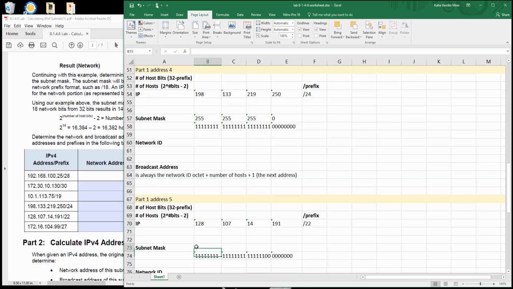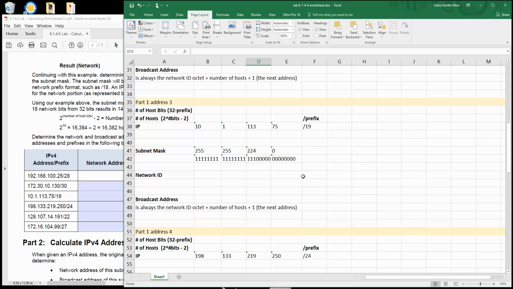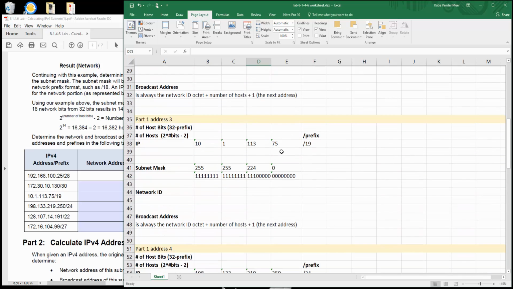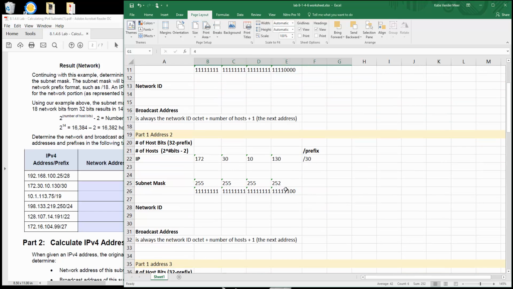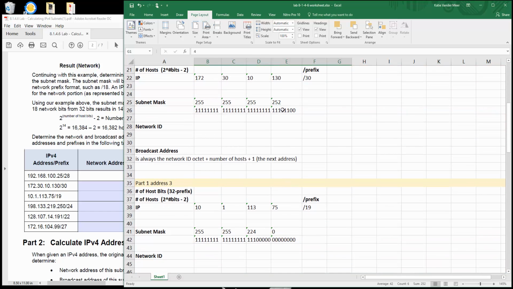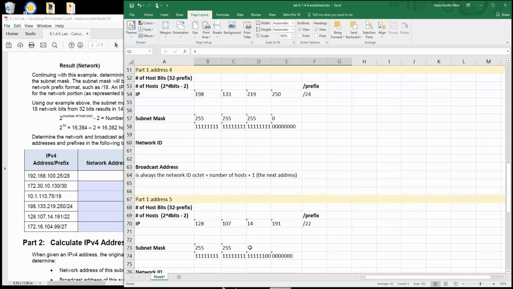Okay? So we know that's 255.255. See those 6 ones, what is that? 1, 2, 3, 4, 5, 6. What's that equal? 252. Same as this one, right? /30 was 252 in the last octet. /22 is 252 here, and then a 0.